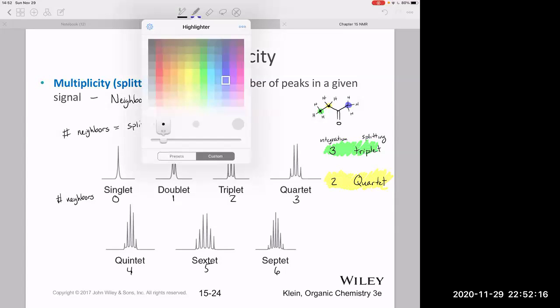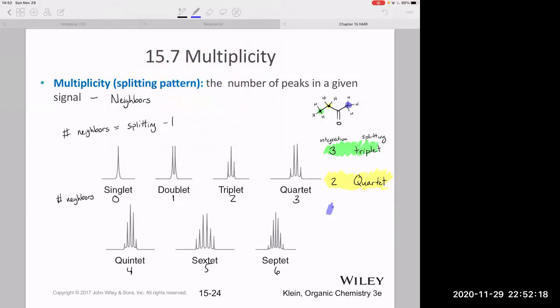And then likewise, our last one, the last carbon all the way at the end there, again, we'll have an integration of 3 because it has 3 hydrogens, but its next door neighbor is the carbonyl carbon. It doesn't have any hydrogens bound to it. So it has 0 neighbors and thus would correspond to a singlet.